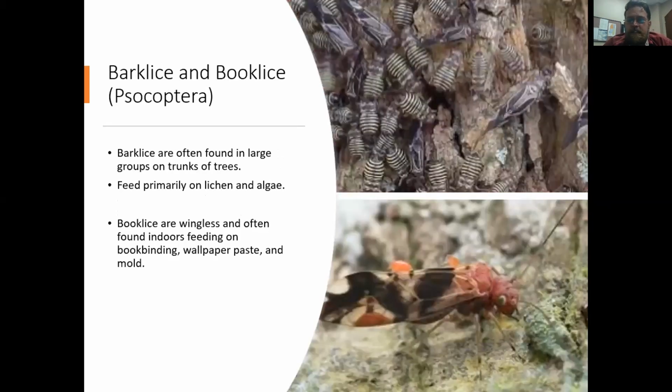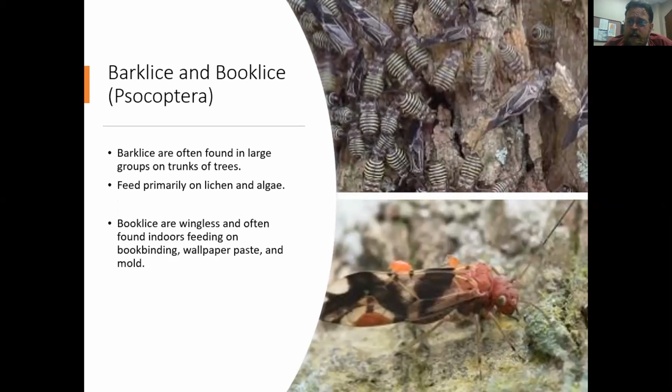All right, this is a group of insects I often get questions about. This is a group called the Psocoptera. The more common one we're going to run into is what you're going to see in that top image. It's really the same thing in the bottom image, just a different species. Those are bark lice. Sometimes they are referred to as tree cattle.